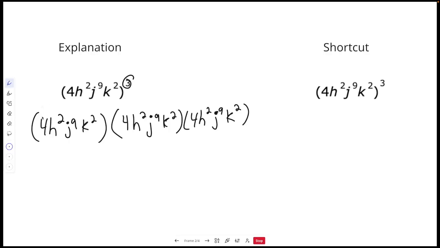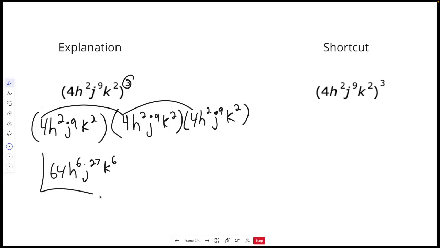4 times 4 is 16. 16 times 4 is 64. And then we just add each of the exponents. So this becomes h to the 6th, j to the 27th, k to the 6th power. And this is your final answer.